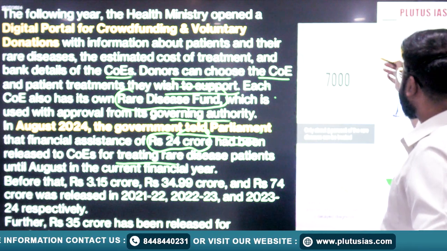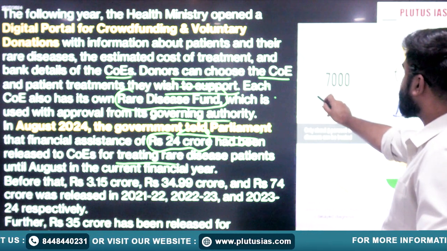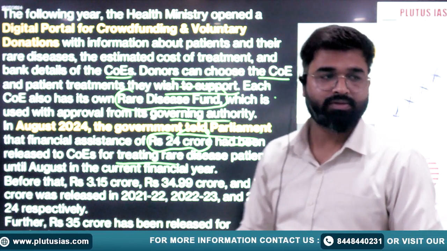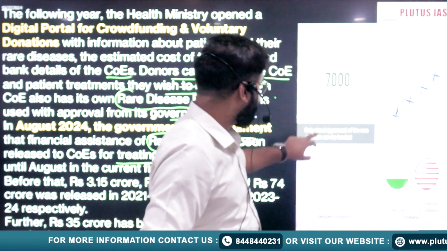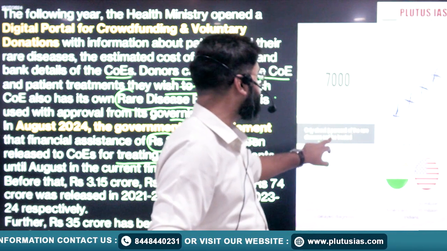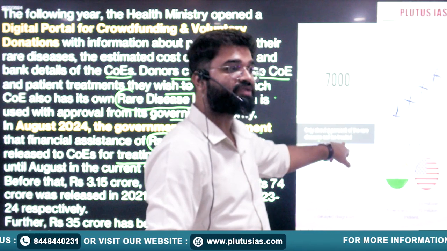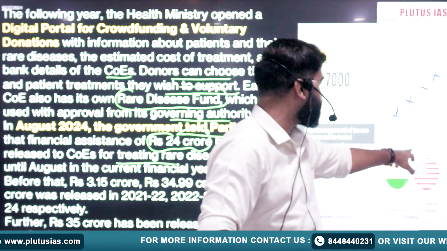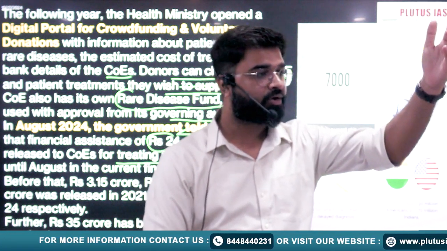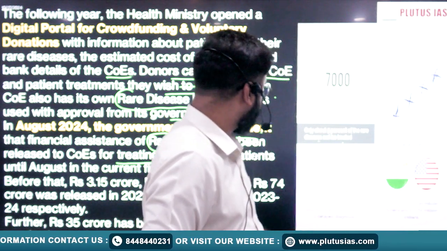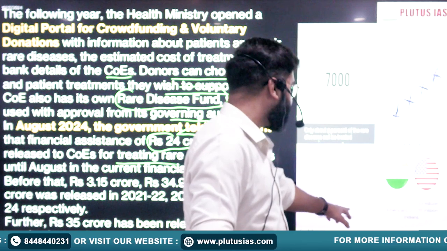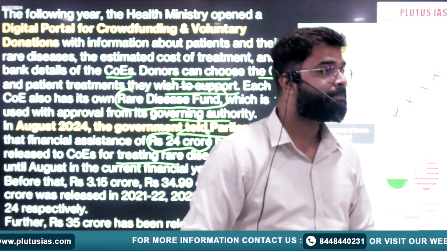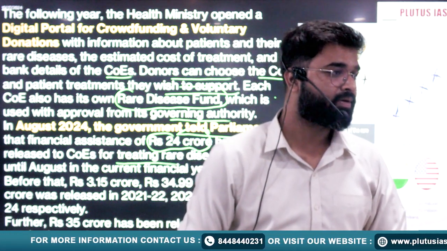ठीक है, some facts about rare diseases. According to the National Institute of Health, there are 7,000 rare diseases. Out of 7,000 rare diseases, only about 5% can be treated. Most of the rare diseases can be diagnosed with genetic testing. Why? Because most of them are congenital, they are inherited diseases. Rare diseases are not easily detected, which is why there is a delayed diagnosis. And in India, it affects nearly 30 million people, which means 3 crore people in India.